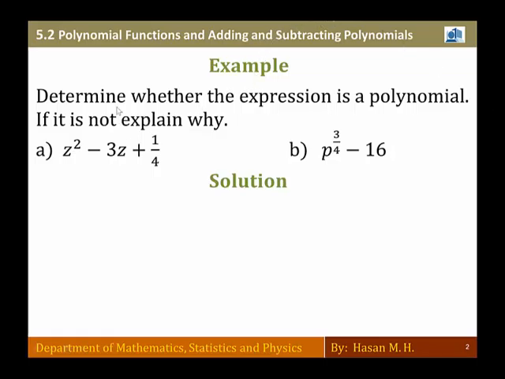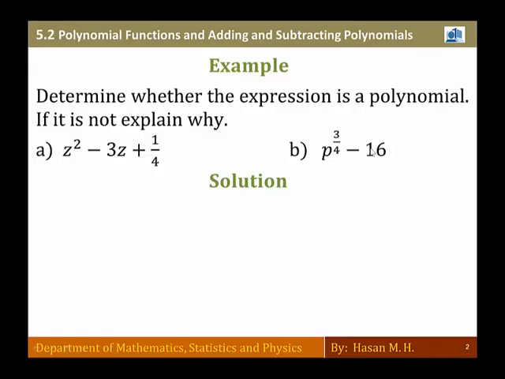Example: determine whether the expression is a polynomial. If it's not, explain why. A: z square minus 3z plus 1/4. B: p to the power of 3/4 minus 16.